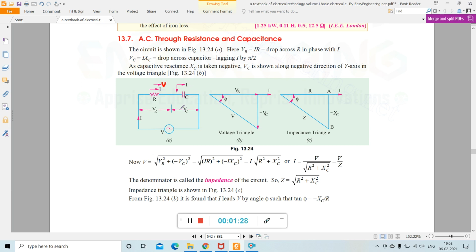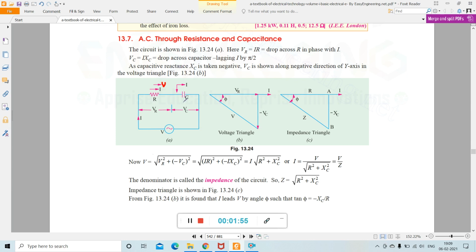Similarly, the voltage across the capacitor is VC. Its value is I into XC. The voltage across the resistor, VR, is I into R, where I is the current flowing through the resistor and R is the resistance. Similarly, in the case of the capacitor, VC is equal to I into XC, where I is the current flowing through the capacitor and XC is the capacitive reactance.